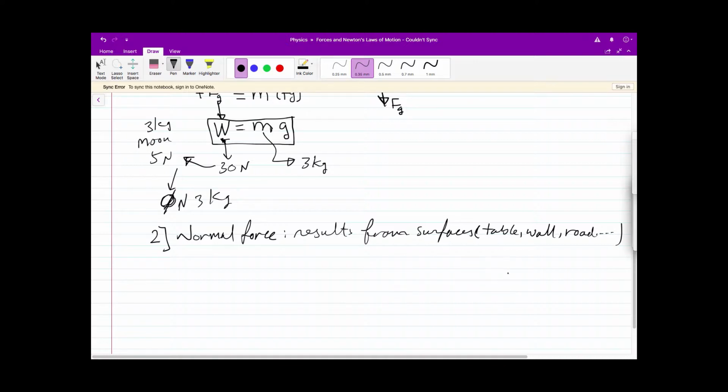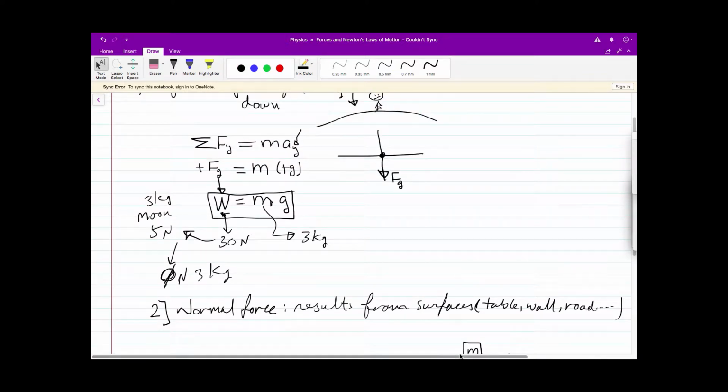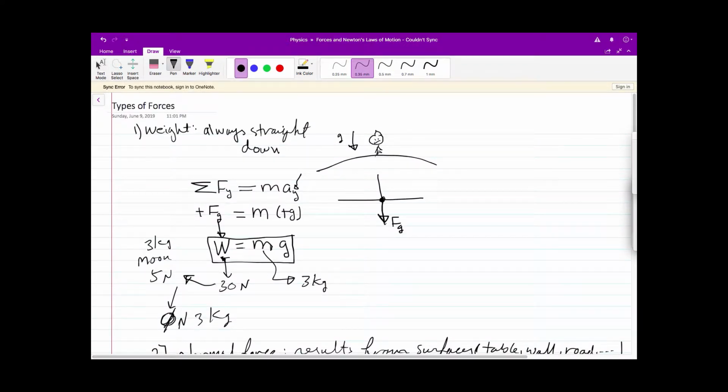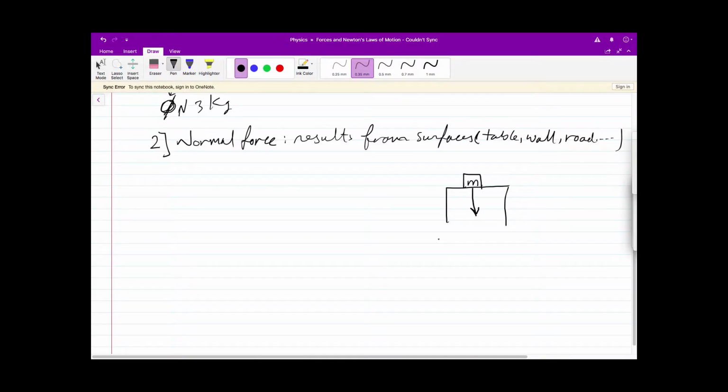Okay, so let's see. If you have an object sitting on a table like this, this is your object, and it has a mass m. There are two forces acting on this object. The first one is what we learned up here, and we call this force the weight, or the force of gravity. So I'm going to call it W, and this W is always equal to the mass of the object times gravity.